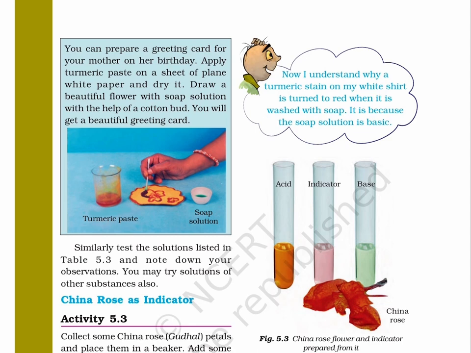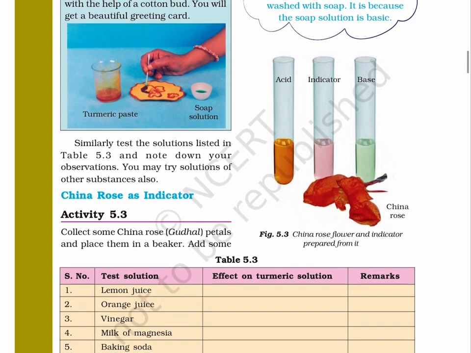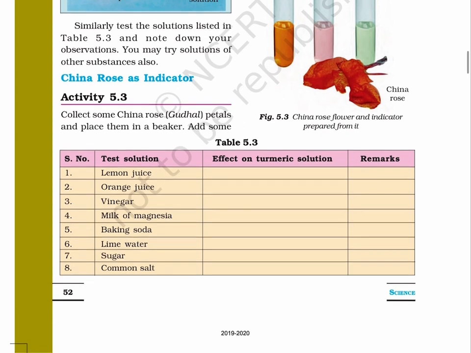Similarly, test the solutions listed in table 5.3 and note down your observations. You may try solutions of other substances also. Table 5.3. In this table, we have 4 columns and 8 rows. In the first column, we have serial numbers. In the second column, we have written test solutions. In the third column, you have to write effect on turmeric solution. In the fourth column, you have to write remarks.